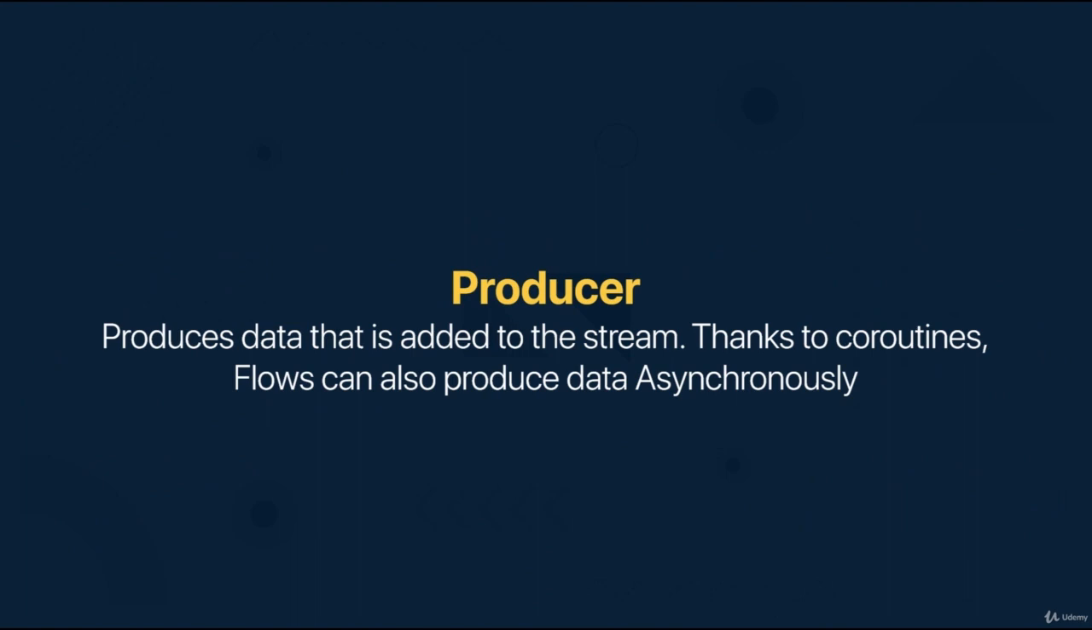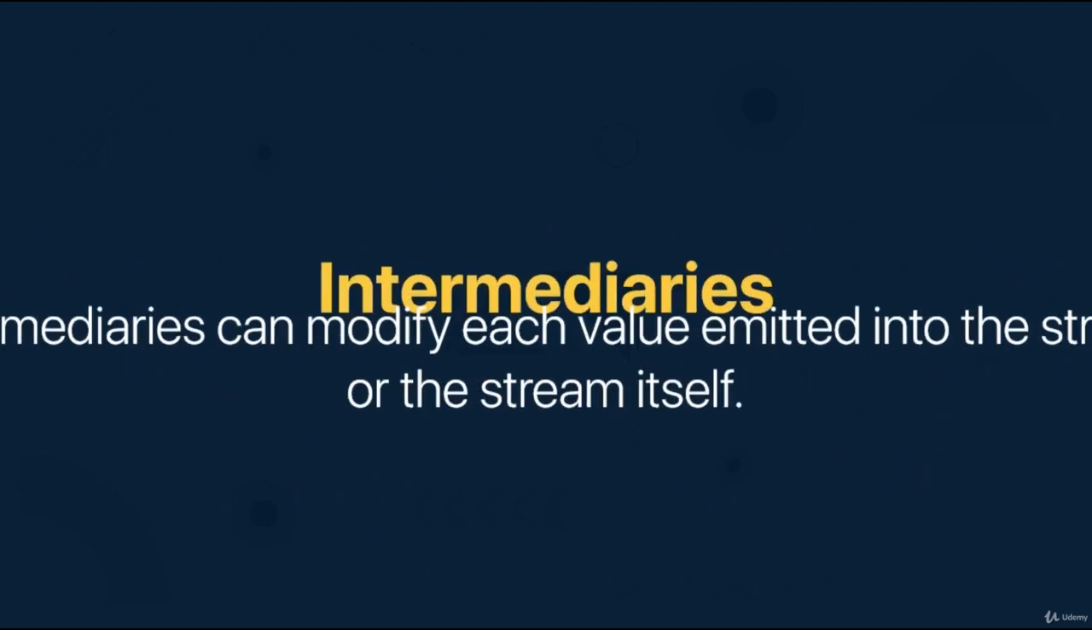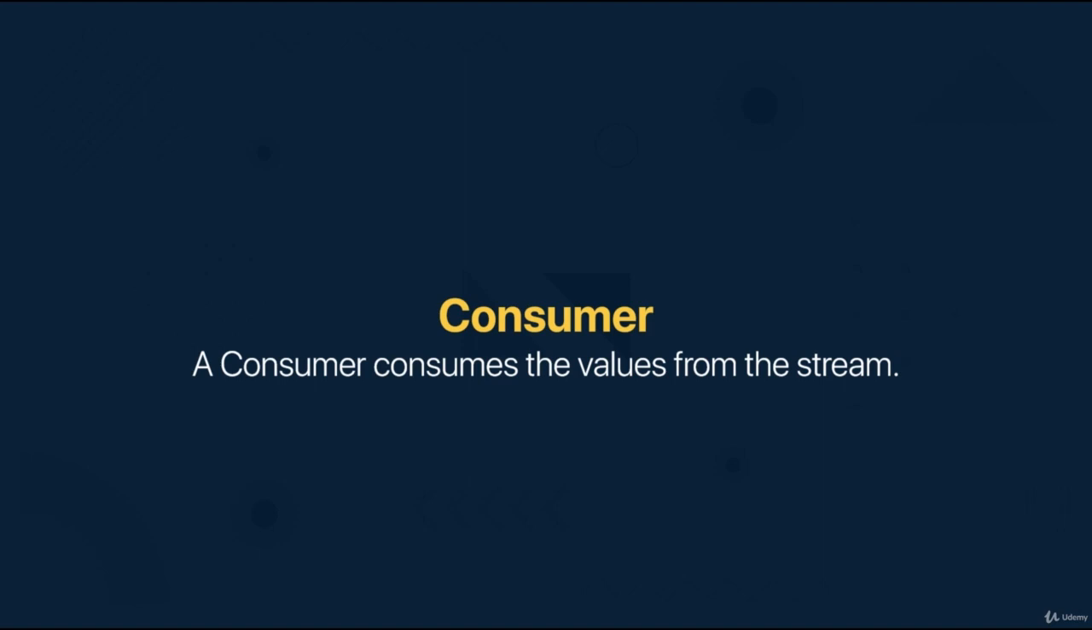So a producer produces the data that is added to the stream, and thanks to coroutines, Flow can also produce data asynchronously. Next, intermediaries can modify each value emitted into the stream or the stream itself. Of course, intermediaries are optional. And third one, a consumer, and basically a consumer just consumes the value from the stream.